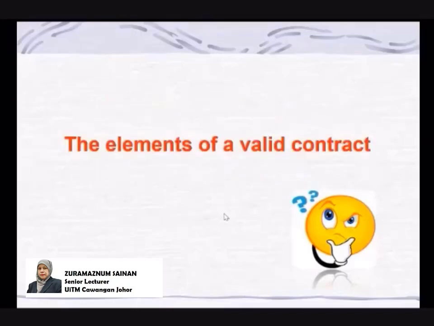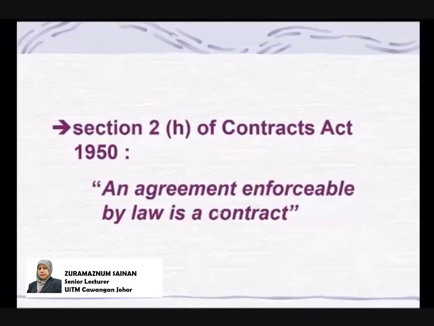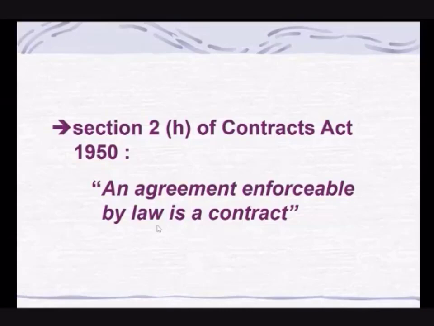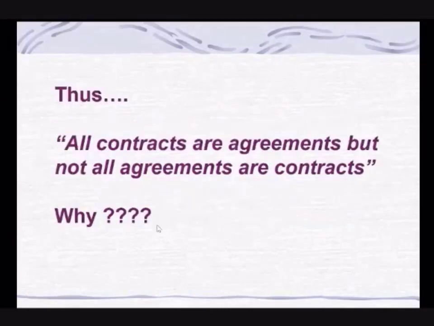Now I'm going to explain to you about the elements of a valid contract. What are the essential elements to make the contract valid and binding? By virtue of Section 2(h) of the Contracts Act 1950, what is a contract? A contract is an agreement which is enforceable by law. By virtue of this definition, it means that all contracts are agreements, but not all agreements are contracts.